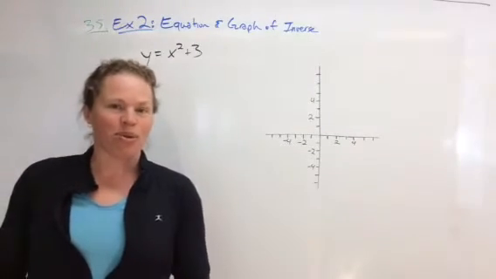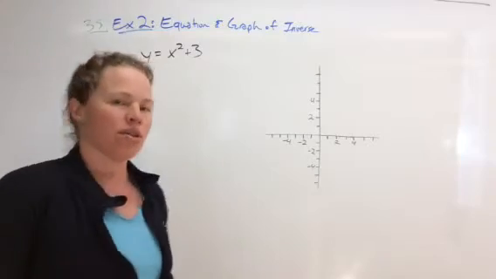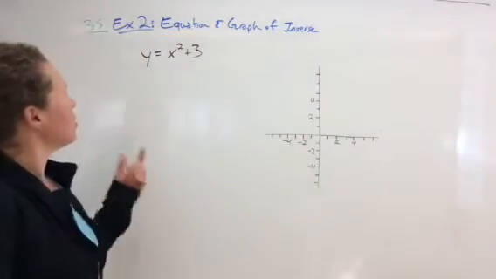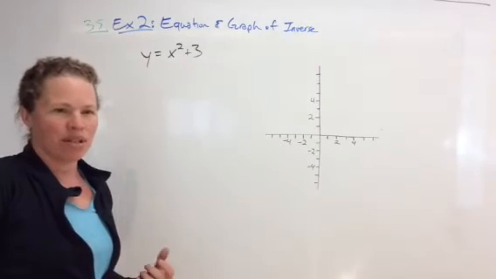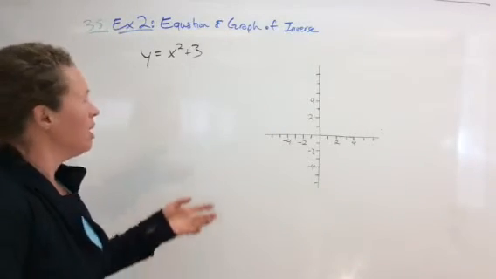So now we're supposed to be figuring out the equation and the graph of an inverse. The first thing they do is give us the original function. It's a pretty simple one, y equals x squared plus 3. And I know they're going to ask me to graph it, so I'm just going to go ahead and do that before I even do anything else because it's so simple.